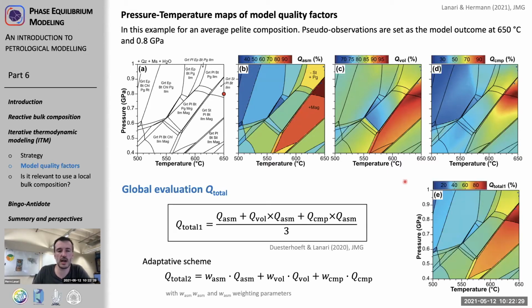The last step is to calculate the Q total. We have different equations in the paper. Basically, we use one where we weight all the parameters by QASM. So we multiply the Q volume by QASM. We multiply the QCMP by QASM, which would restrict the optimization within the stability field of the peak assemblage. And that's how you obtain the maximum value of Q total, that in this example is at 650 degrees and 0.8 GPa.